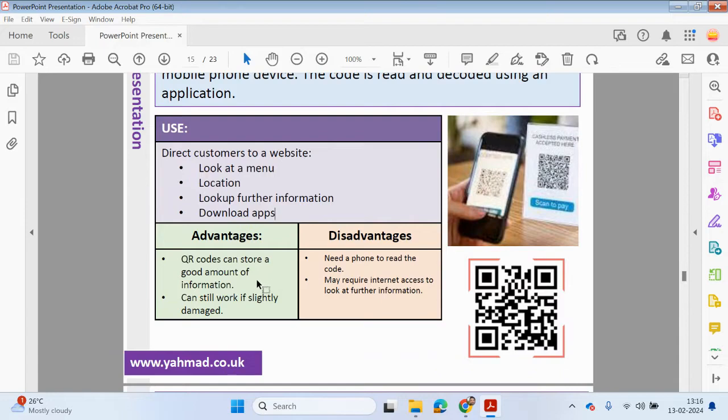So the advantages of quick response codes are that QR codes can store a good amount of information. It can still work if slightly damaged. However, you need a phone to read the code, and it may require internet access to look at further information.